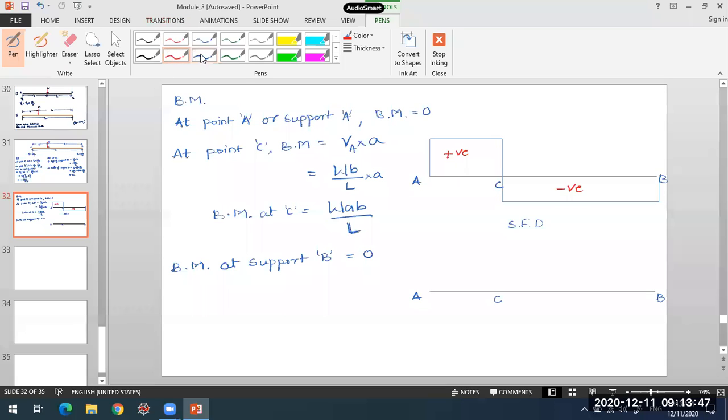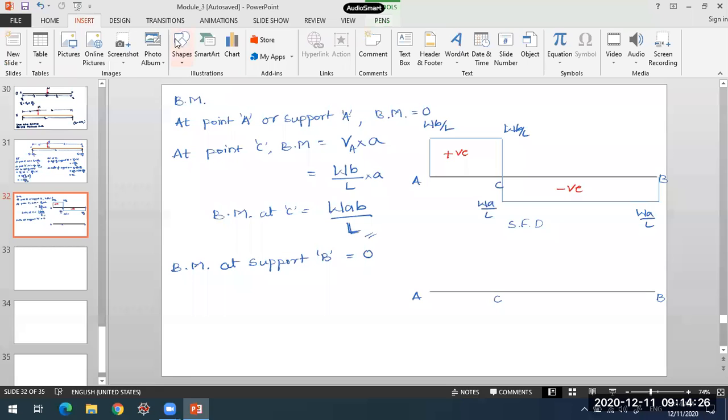And next for the bending moment diagram. Okay, so here what is happening at point A, bending moment is 0. So if I write, this is W into B by L, and W into A by L, shear force values for bending moment. Okay, so at point A and B, bending moment is 0. Okay, and at point C, it is W into AB by L, what we have calculated here.